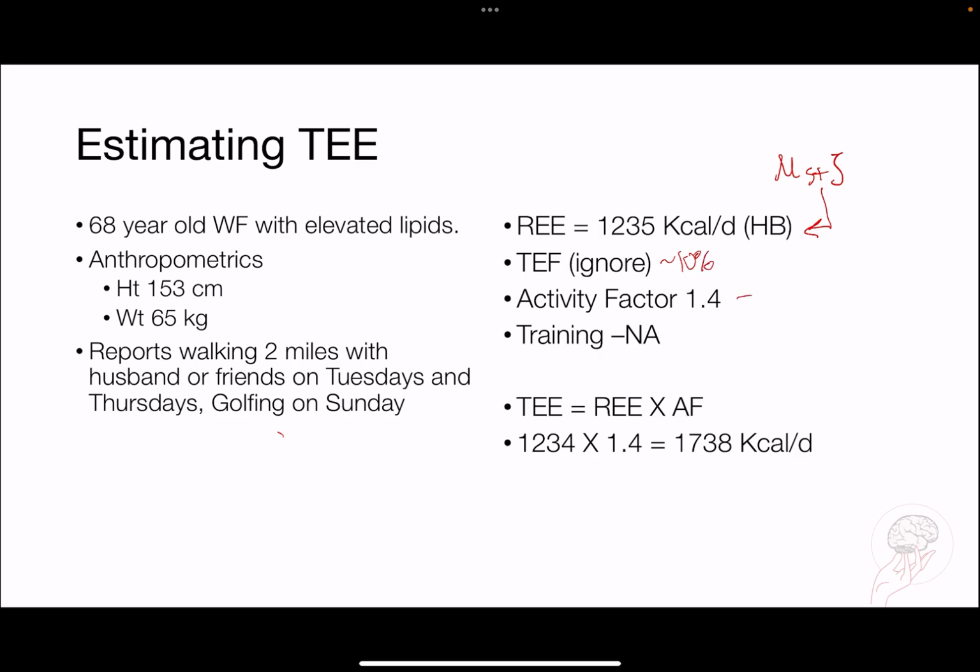Her activity factor, 1.4, really no training. So then we just get to the resting energy expenditure times the activity factor, and that would be around 1,738 kcals per day.